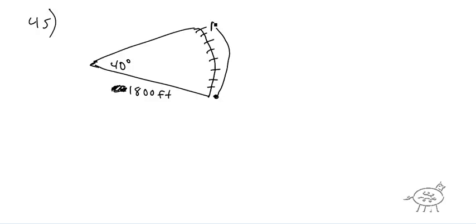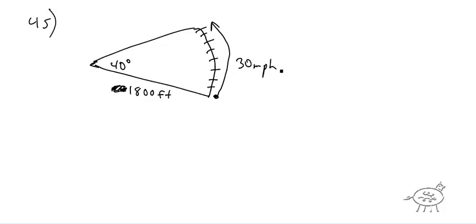And I want to know how long it's going to take him to go around that track. The track again is a radius of 1,800 feet. It's 40 degrees, and he's traveling at 30 miles per hour. And I want to know how long he's going to take to go around. So I want you guys to think a little bit, what is given here?